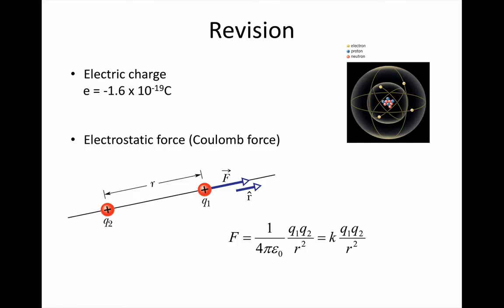Firstly, electric charge. It's measured in coulombs, and it's always a multiple of one basic unit of charge, which we label e, and it's the charge on an electron, approximately minus 1.6 times 10 to the minus 19 coulombs. Then the Coulomb force is the electrostatic force between any two objects with charge. It is proportional to the product of the two charges and inversely proportional to the square of the distance between them.